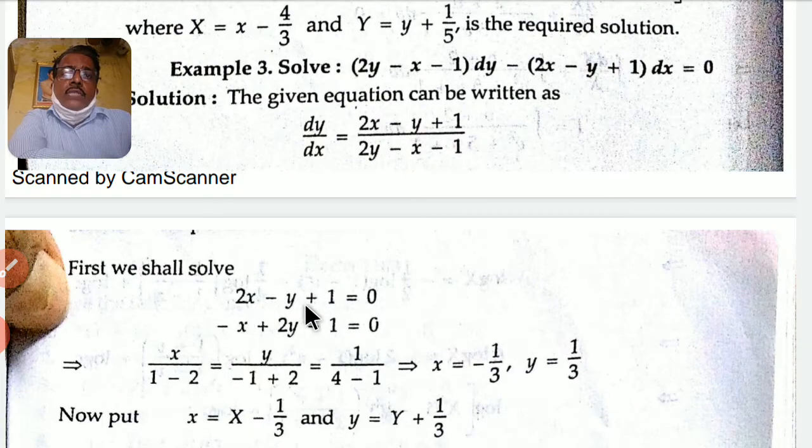Take this equation 2x - y + 1, then take the second equation, that is -x + 2y - 1. Okay, so here we write the x terms on one side, y terms on one side, and constants on one side. Okay, the same equations we took here. This is the first equation 2x - y + 1, and this is we have taken -x first, then +2y, then -1 equal to 0.